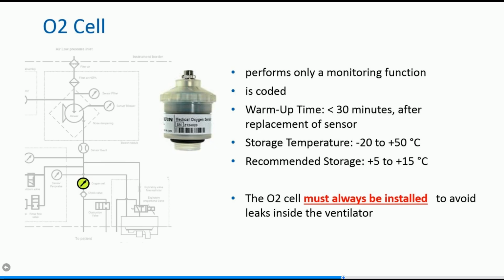The warm-up time is less than 30 minutes after replacement of a sensor. The storage temperature range is from -20 through to +50 degrees. The recommended storage temperature range is from +5 to +15 degrees. As the O2 cell is mounted directly in the gas path, it is extremely important that the cell is always installed and tightened to prevent leakage inside the ventilator and possible malfunctioning.